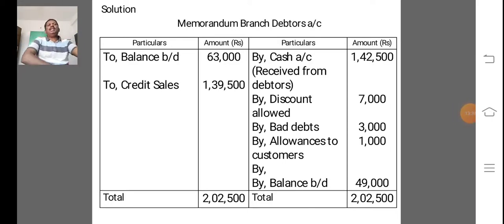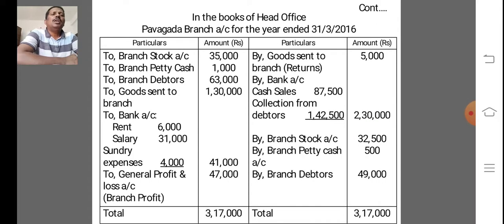First we debit the balance brought down 63,000 and credit the cash account, that is received from debtors, 1,42,500, and credit discount 7,000, credit the bad debts 3,000, and credit the allowances to customers 1,000, and credit the balance carried down 49,000. And credit sales is debited, the credit sales 1,39,500. The total is 2,02,500.